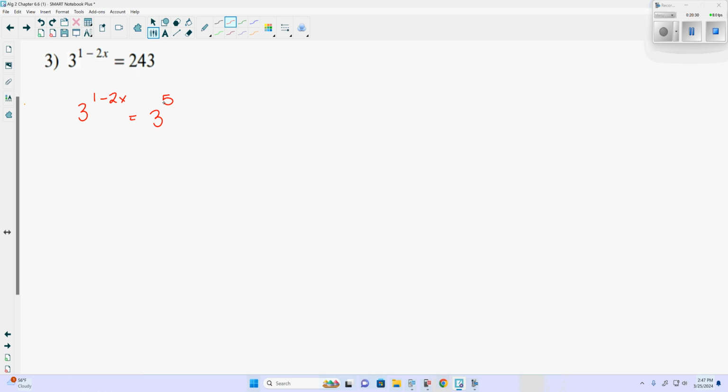Well, I said that earlier. So 243 is 3 to the fifth. So we have this here. Now the bases are the same, yes? And if the bases are the same, the exponents have to be equal for this equation to work.